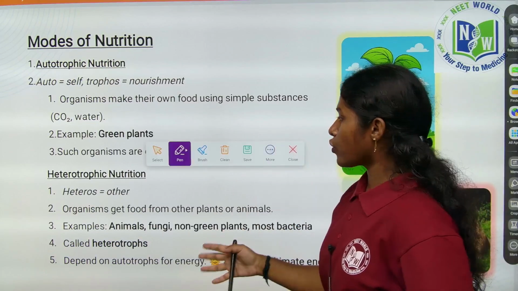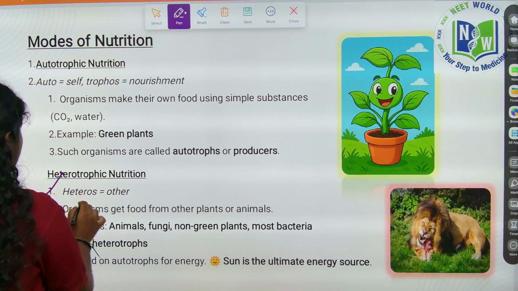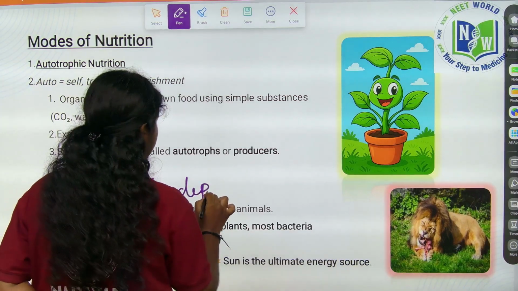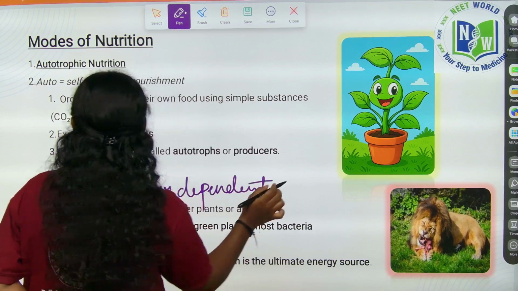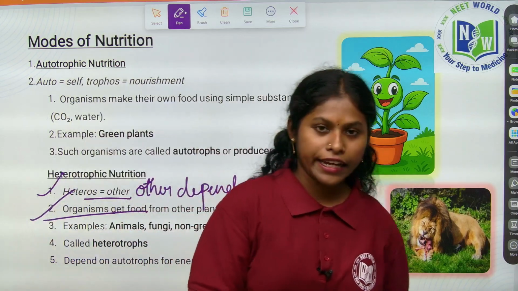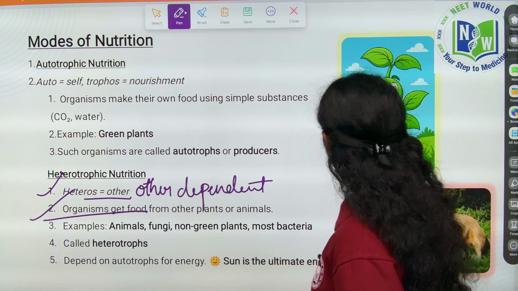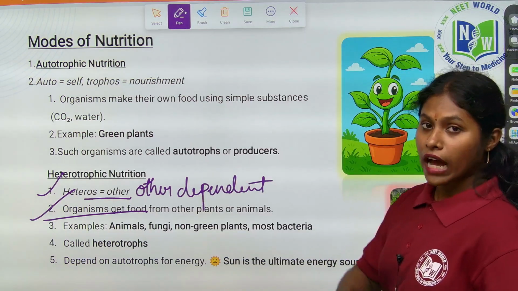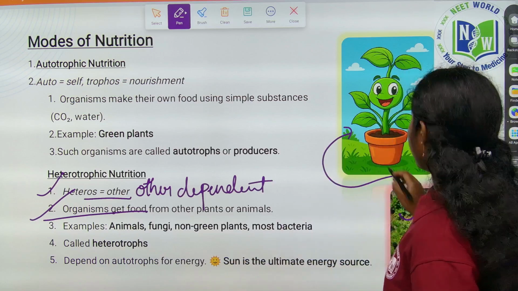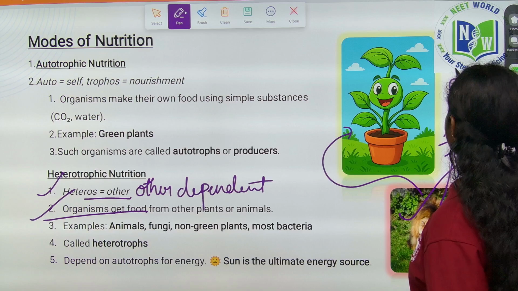Coming to heterotrophic nutrition, what does hetero mean? Hetero means other, or dependent. Here the organisms get food from other plants or animals, including us. We are depending on the plants for food and also on animals for food, right? And animals are also mainly depending on other animals. So how are they indirectly depending on the plants? See, the example is the lion, right? The lion is eating the deer.